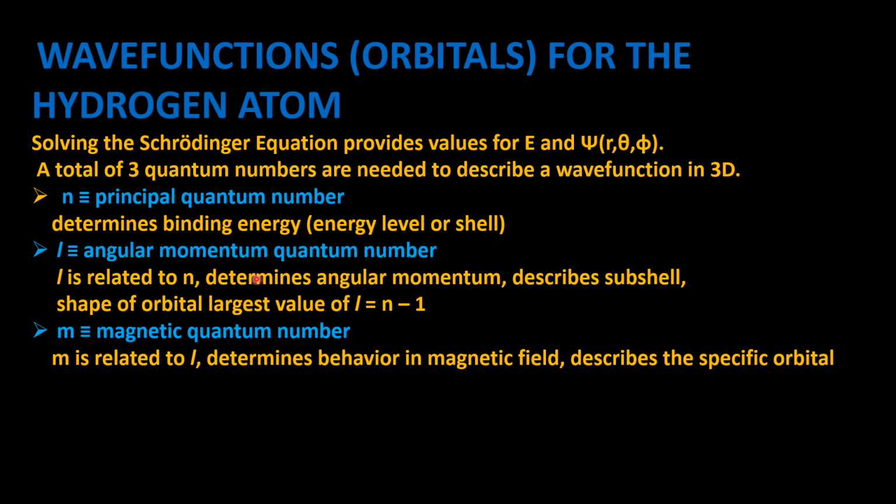L describes the different subshells or orbitals within the principal shells, and the magnetic quantum number describes the behavior of the atom within the magnetic field. It further defines the value of L, that is, it tells us about the orientation of the angular momentum directions. So it describes the specific orbital within the subshell.